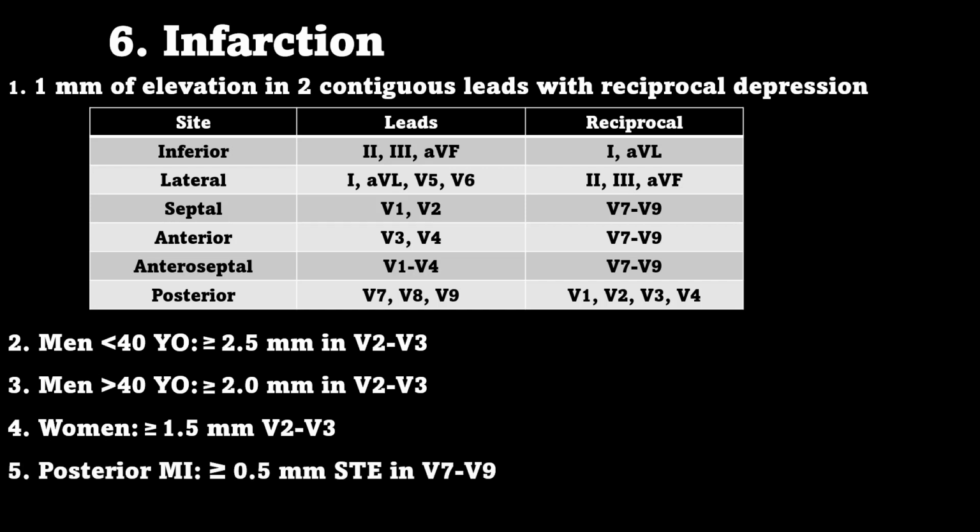It needs to be greater than or equal to 0.5 millimeters in ST elevation, and you're going to be looking at V7, V8, V9. You will essentially be moving your leads around to the back side, underneath the left scapula. And the reason why the criteria changes there is because we have a lot more muscle, fat, adipose tissue back there, and unfortunately that does cause interference with electrodes.